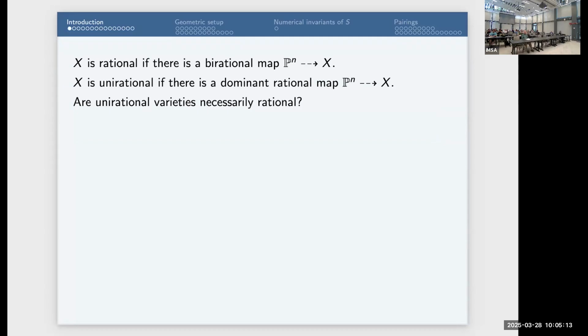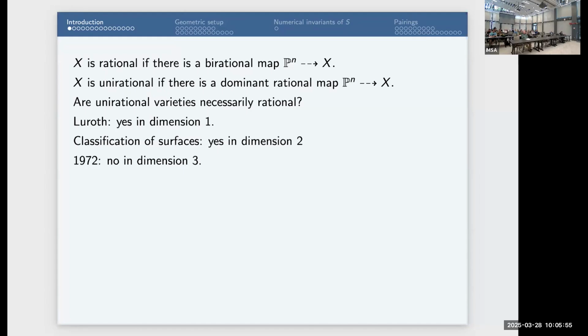Just to set things up, a variety X is said to be rational if it's birationally equivalent to projective space. It's unirational if there is a dominant rational map from projective space to X, possibly of dimension bigger than the dimension of X. In other words, if you can multi-parameterize X by parameters, then you say that it's unirational. A classical problem in algebraic geometry was whether every unirational variety is rational.